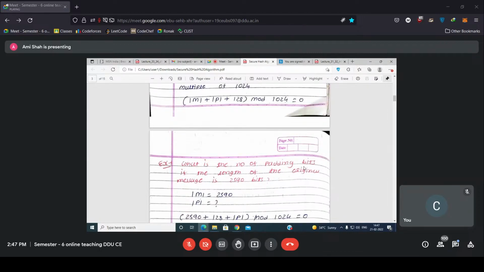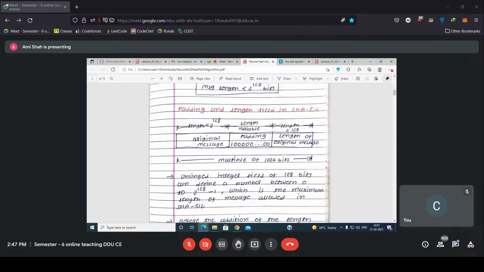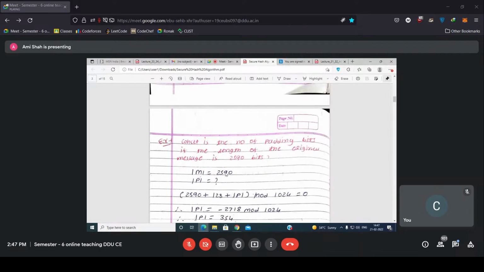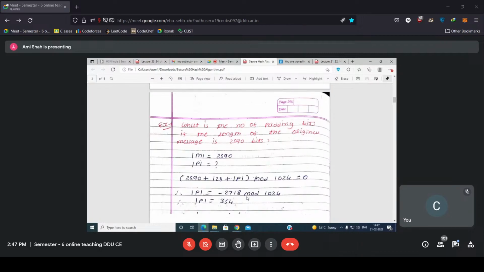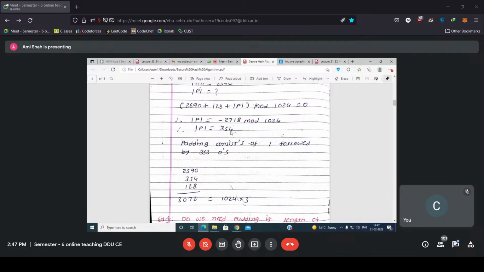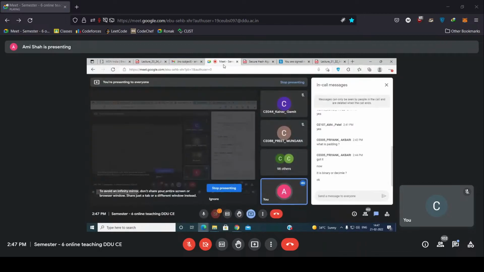So here the question is, what is the number of padding bits if the length of the original message is 2590? What's the condition? After the addition, it should be a multiple of 1024 bits, right? So the message given to you is 2590 bits, the length field is 128, plus the padding. So here the padding you are getting is 354. Now after adding, what you get is 3072, and it is a multiple of 1024, right? Now it's fine, everyone. Is it clear to you all?